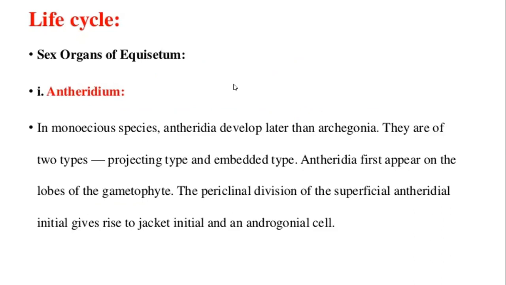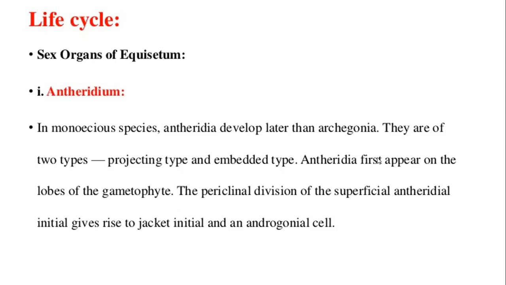Now, we are moving on to the sexual reproduction. That is, the spores upon germination develop into the gametophyte. Now, the gametophyte of the Equisetum plant is a monoecious species. That means the male sexual organ, the antheridium, and the archegonium are developing on the same gametophyte. And here, the antheridia are the ones developed first, later the archegonia.